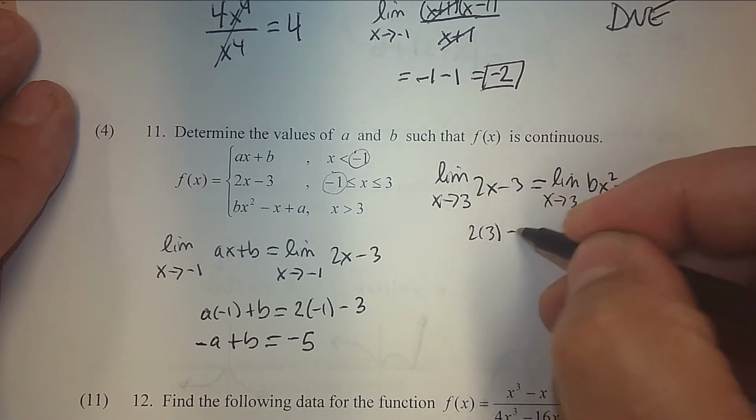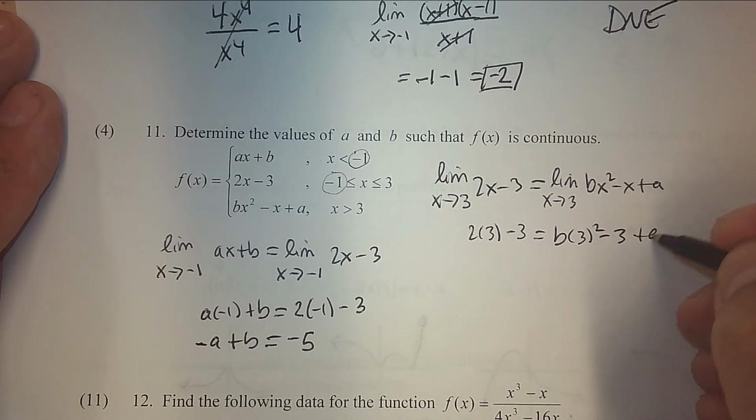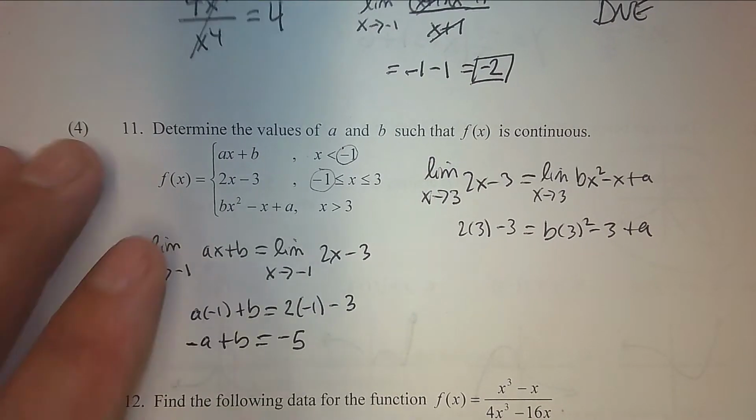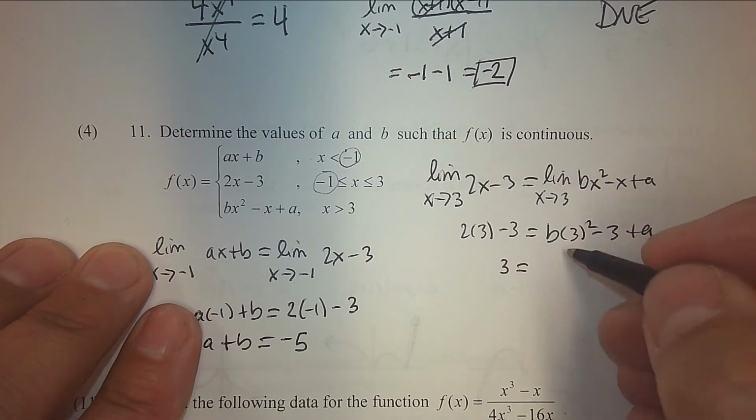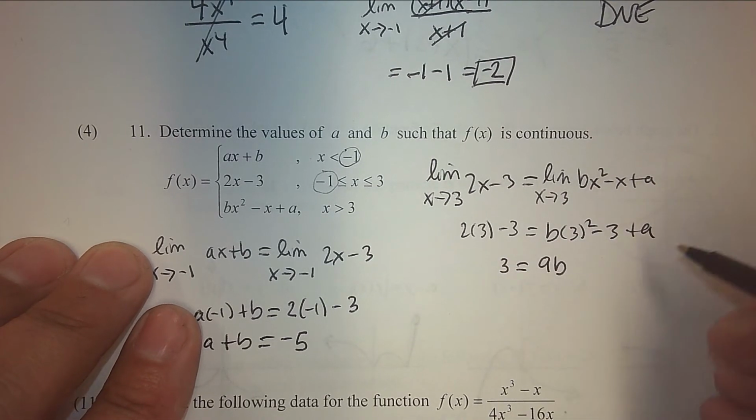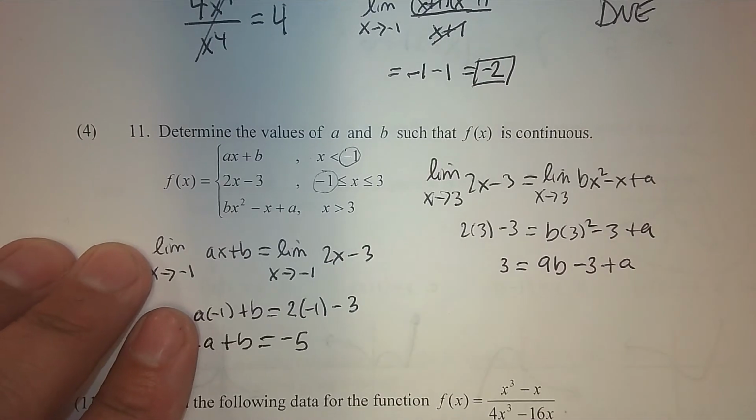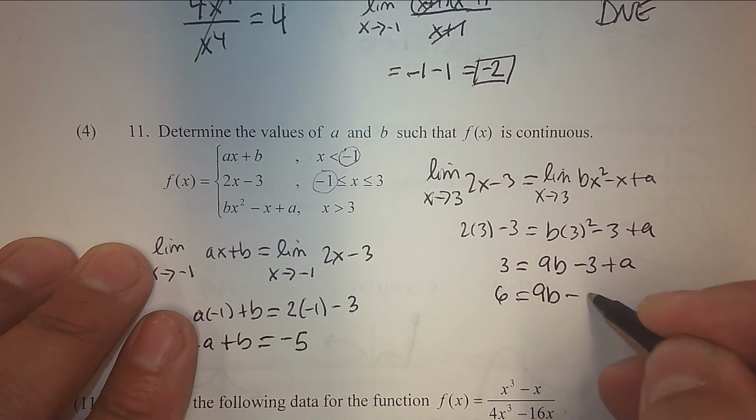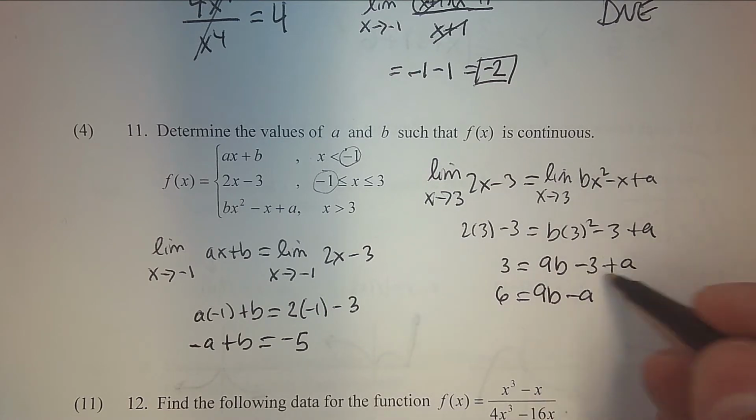So take out the x and put in 3. And then I'm going to simplify this. So I get 6 take away 3. I get 9b. I get take away 3 plus a. I'm going to combine like terms. So I'm going to add 3 to the other side. So I have 9b plus a is equal to 6.